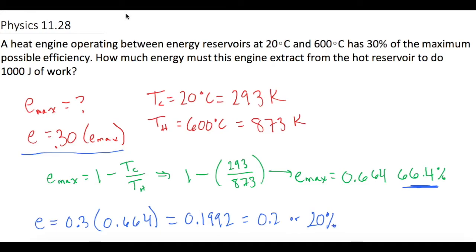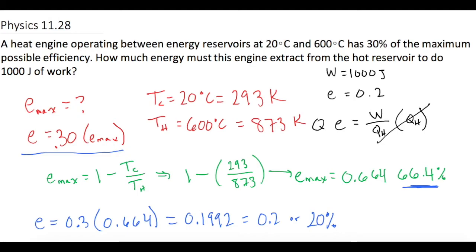Now we want to know how much energy must this engine extract from the hot reservoir to do 1,000 joules of work. So now they're saying that we want 1,000 joules of work, and we know that the actual efficiency now is 0.2. So let's use the efficiency equation of E equals work over Q hot. So now if we times both sides by QH, and then we divide over E.